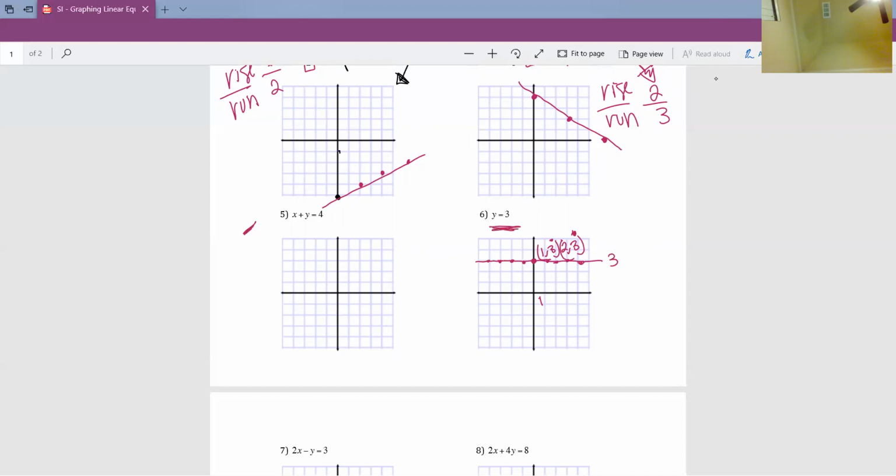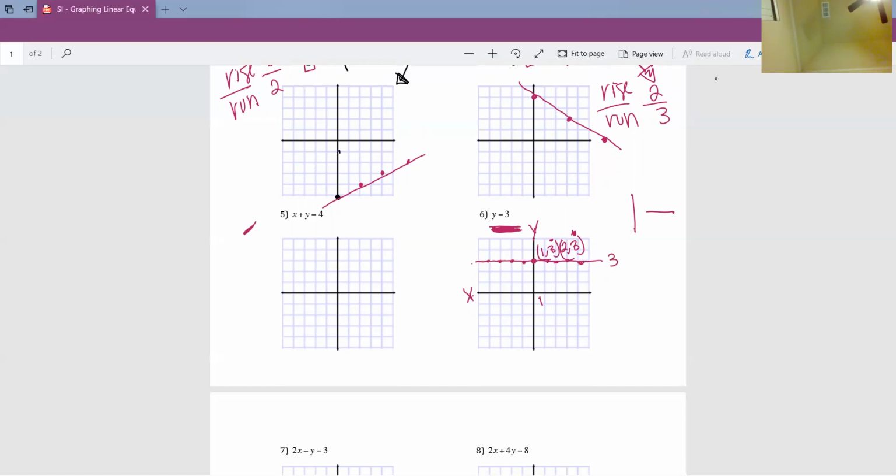If it doesn't have an x or anything, it's just asking for a straight, either vertical or horizontal line. And this one just happens to be horizontal because it's the y. This is your x and this is your y. But it's saying it's up 3. So then there you go.